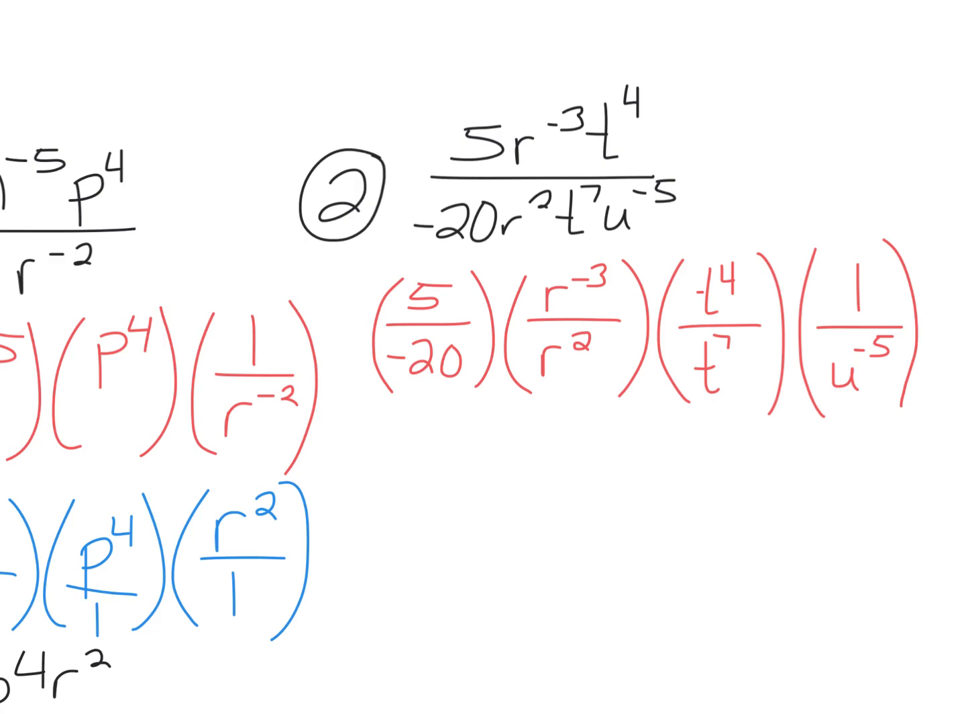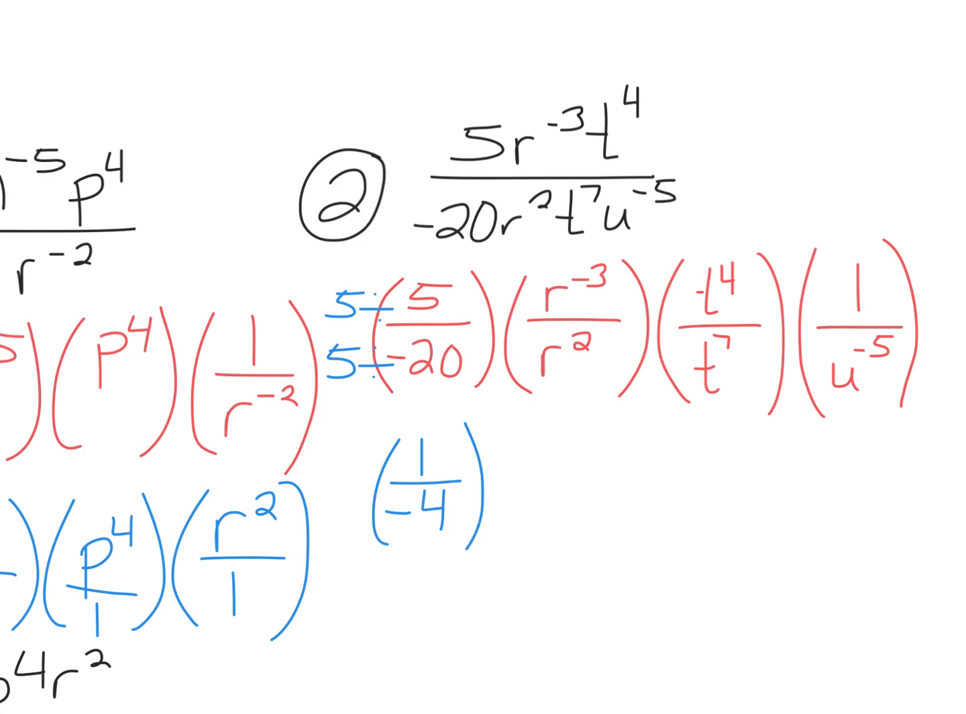Now we got to use our different properties. What can I do with 5 over -20? Can I simplify that? Did I hear a yes? How can I simplify it? Yep, divide both of these by 5. So if I divide by 5, divide by 5, what's my new fraction? 1 over -4, yep. Good.